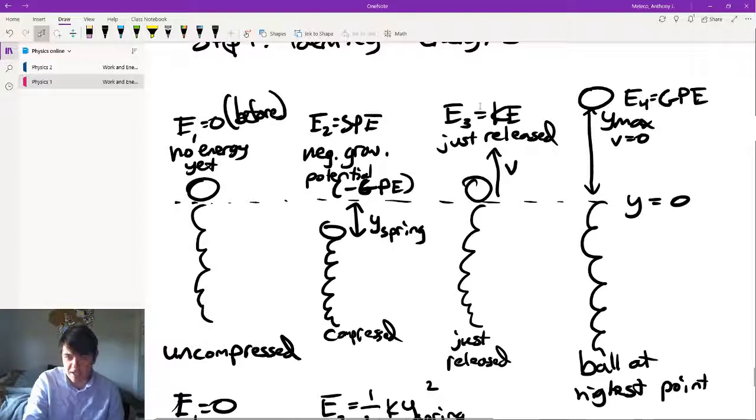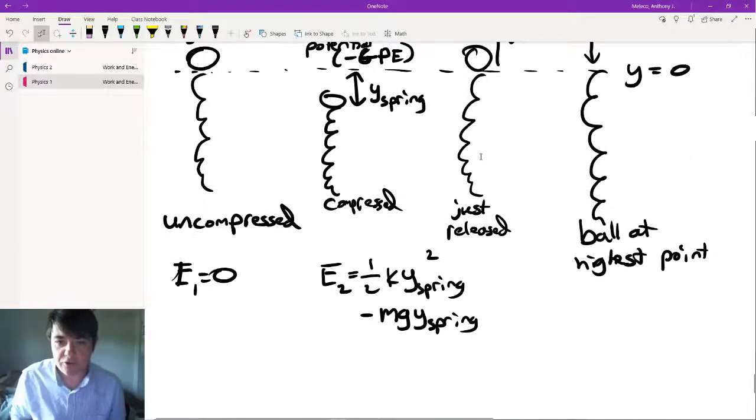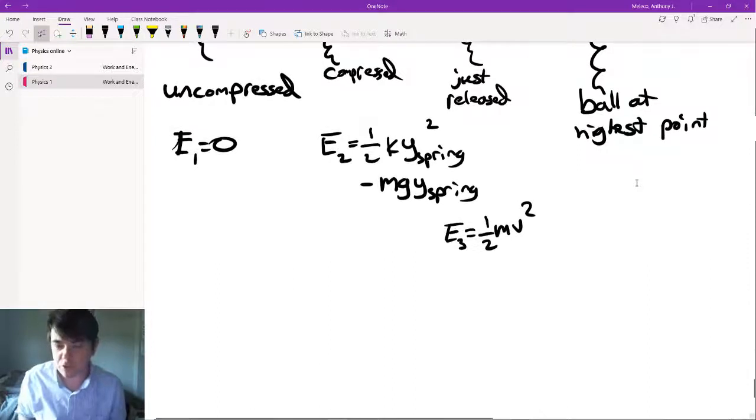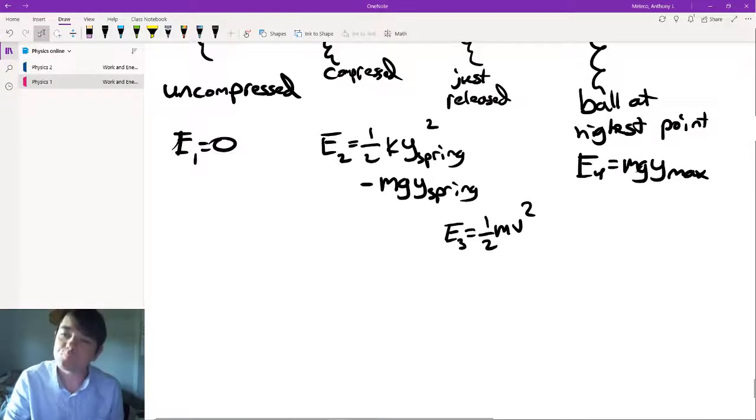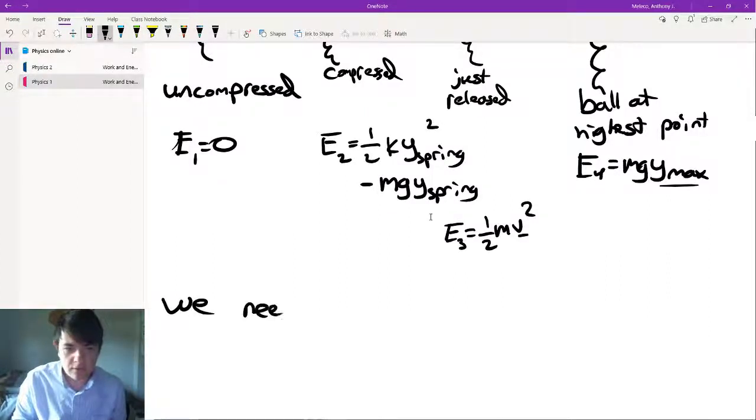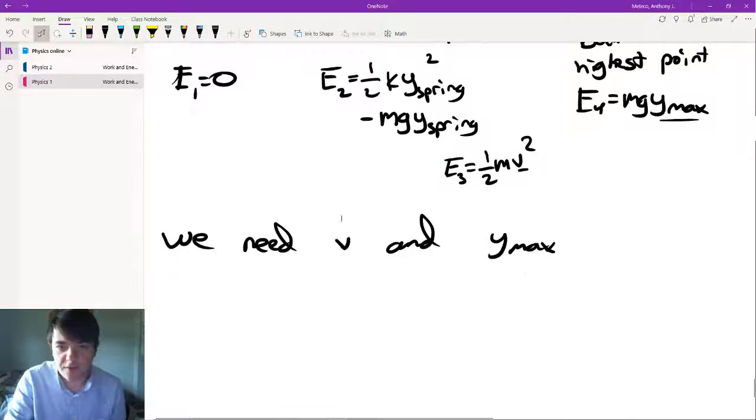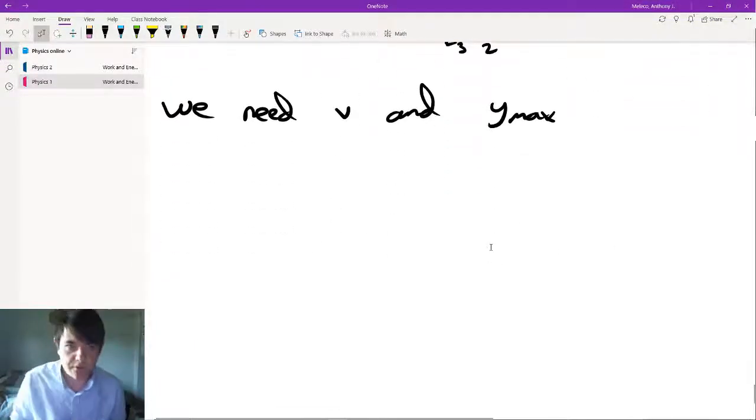Next up, we have E3. E3 is the kinetic energy, so E3 is actually pretty easy to get. E3 will be just 1/2 mv squared, where m is the mass of the ball. E4 is just gravitational potential energy, so that will be mg y max. And these are our points, and we need to solve for two things here. We need to solve for v, the point after it was just released, and y max, the highest point it reaches.